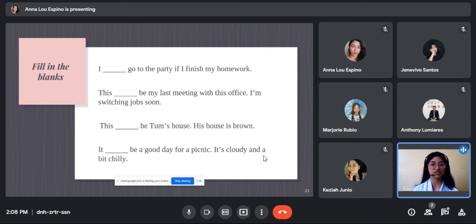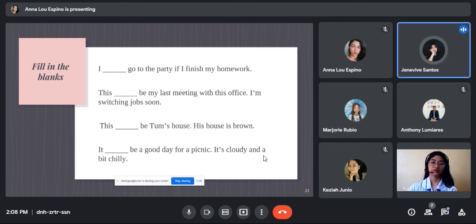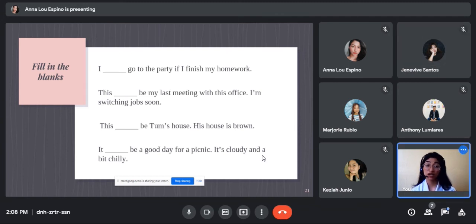How about number two? Who wants to try? Yes, Miss Genevieve. This blank be my last meeting with this office. I'm switching jobs soon. Okay, I think the modal verb is could. Good, very good. Again, for possibility because you are not sure yet. Okay, if that will be your last meeting for real, right? Very good, Miss Genevieve.